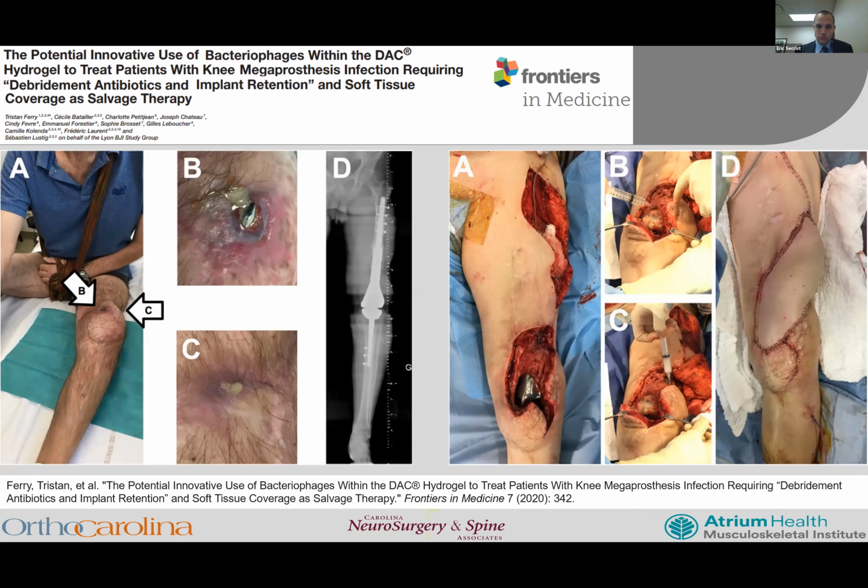This was a patient in France with an absolute disaster of a clinical situation who needed flap coverage for an infected megaprosthesis, and was treated during that surgery with bacteriophages loaded in a hydrogel, actually the exact hydrogel that we talked about earlier from the closed fracture study. And unfortunately, this patient had a myocardial infarction 5 days post-operatively, developed a massive hematoma at this site, and eventually went on to amputation. But the point is, these things have been put in human beings to treat orthopedic infections.